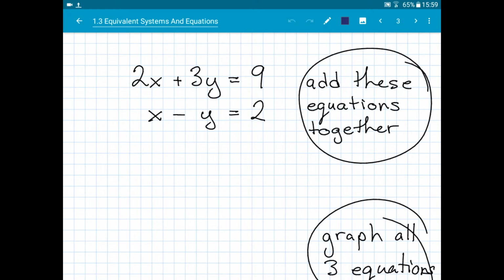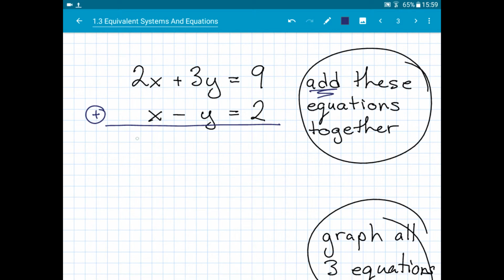Now, what we're going to do is we're going to look at 2 equations. And now these certainly are not equivalent equations. We do not have equivalent equations here. What we're going to do, though, is we're going to try to create an equivalent system. Okay, an equivalent system would have the same solution. Okay, same solution. And so what we're going to do here is just take these and we're going to add these equations together.